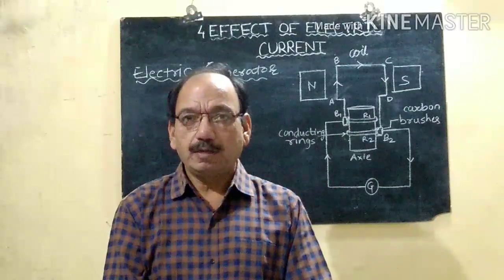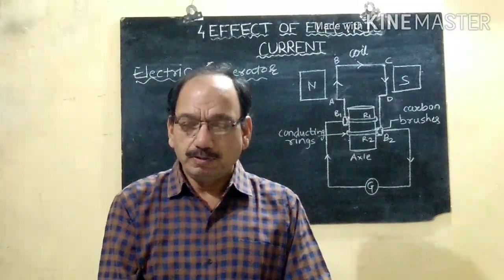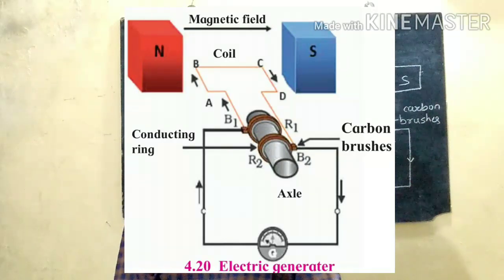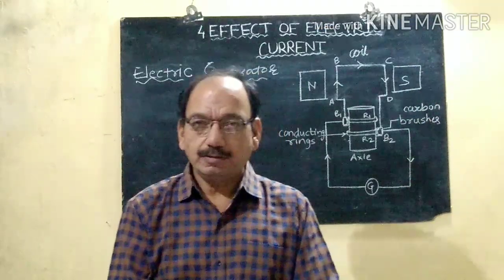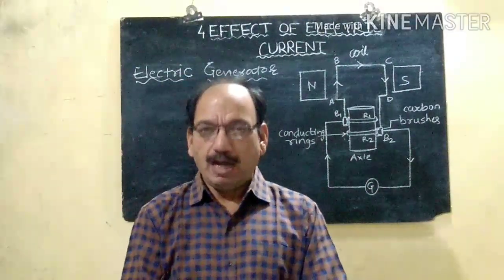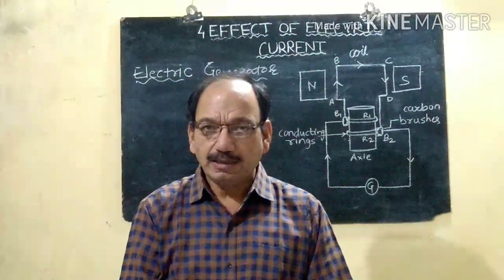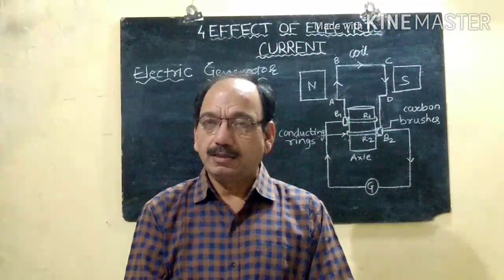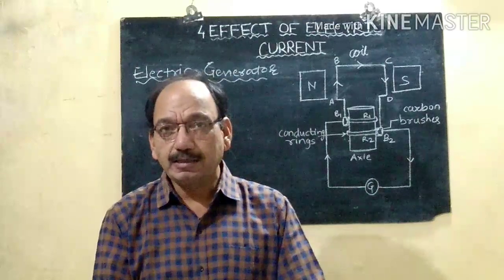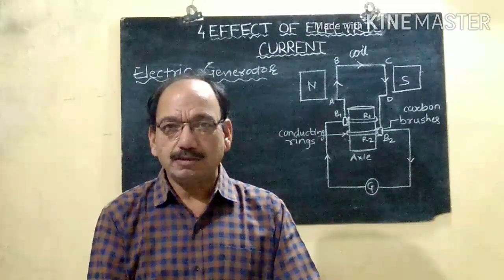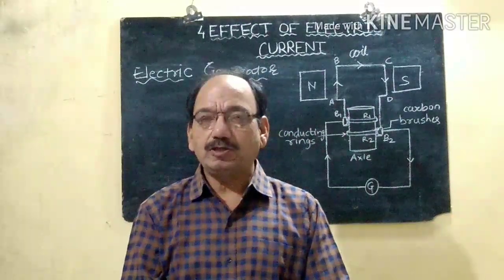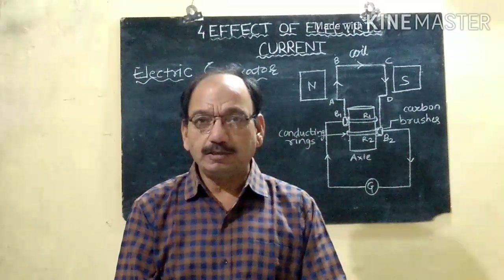Now we are going to learn about the last unit of this chapter, that is the electrical generator. This question is always asked in the board examination for 3 to 5 marks. How can we define the electrical generator? The device which converts mechanical energy into electrical energy is called an electrical generator. The definition of the electrical generator is asked in the board examination for 1 mark.